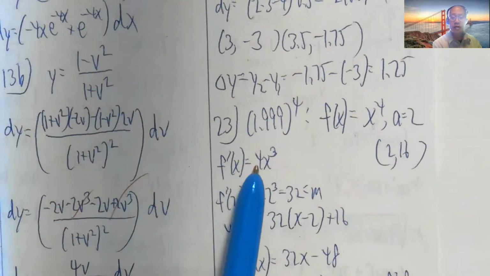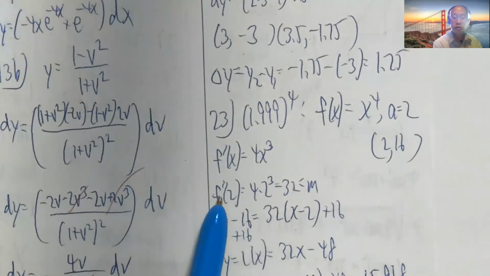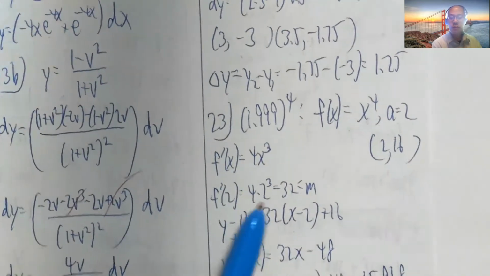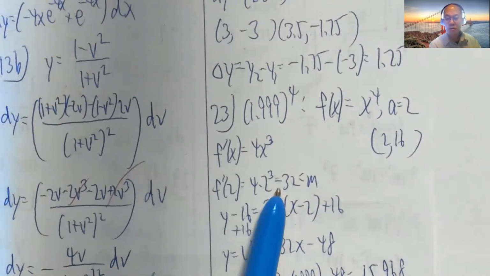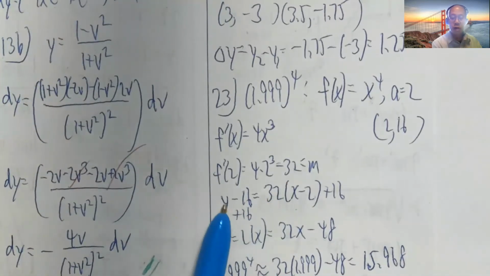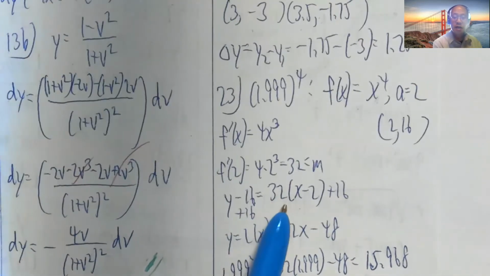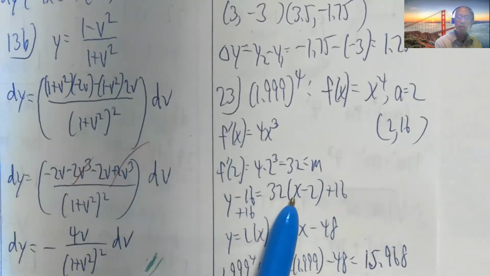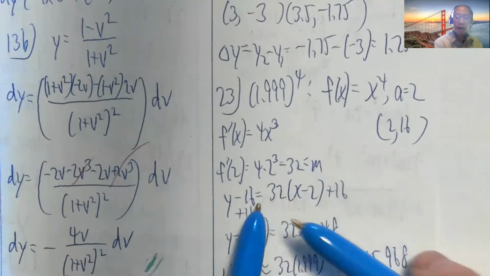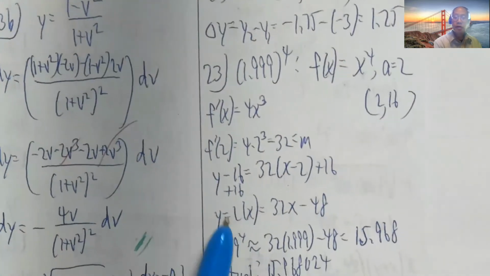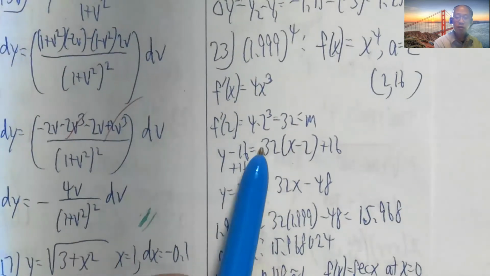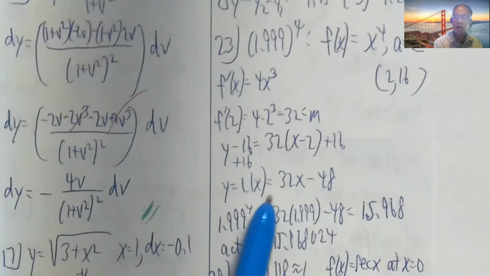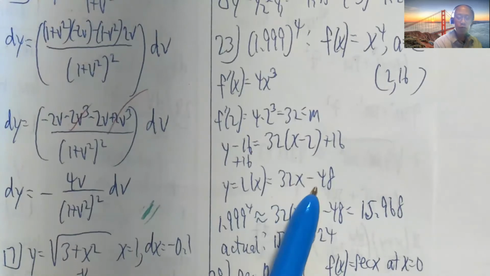All right, so f prime of x is 4x cubed, plug in 2. 4 times 2 cubed is 32. So that's my slope. y minus 16 equals 32 times x minus 2. Clean it up, add 16 and distribute. So L of x, the linearization, is 32x minus 64 plus 16, 32x minus 48.